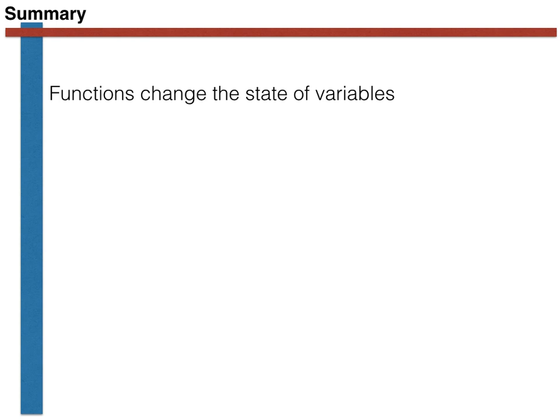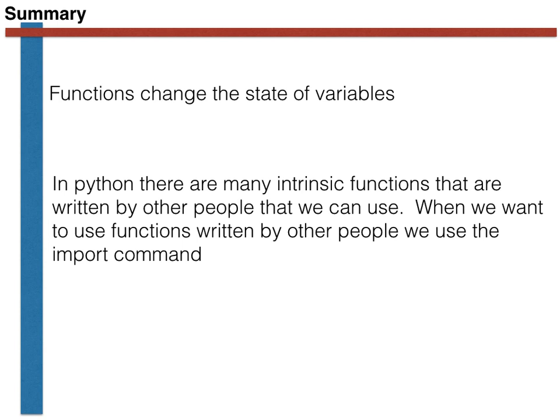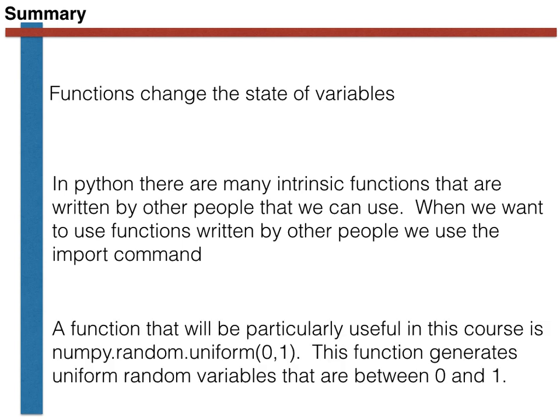Before we finish, however, let's first quickly summarize what we have learned in this video. We have learned that functions change the state of variables. We have learned that in Python there are many intrinsic functions that are written by other people that we can use, that when we want to use these functions, we can use the import command. And lastly, we've learnt that a function that will be particularly useful in the context of this course is numpy.random.uniform. This function generates uniform random variables that are between 0 and 1.